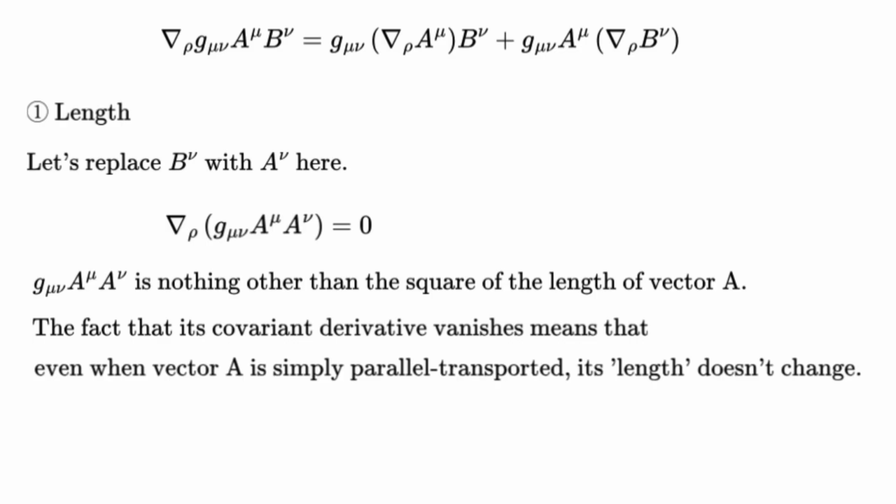Length. Let's replace b nu with a nu here. Nabla rho of g mu nu a mu a nu equals 0. G mu nu a mu a nu is nothing other than the square of the length of vector A. The fact that its covariant derivative vanishes means that even when vector A is simply parallel transported, its length doesn't change.